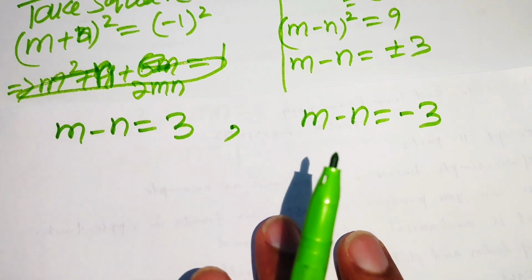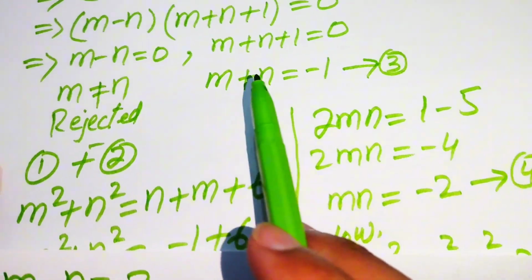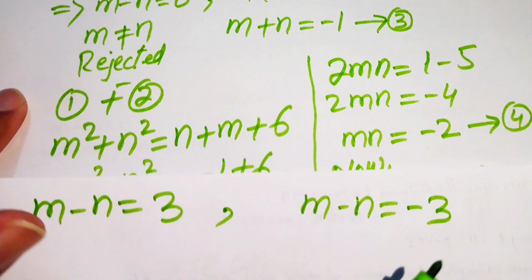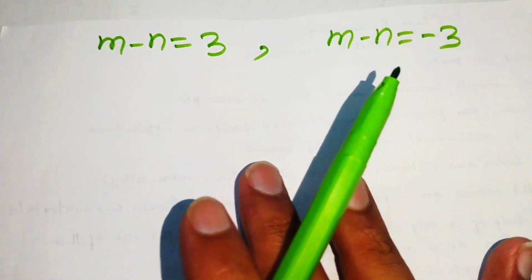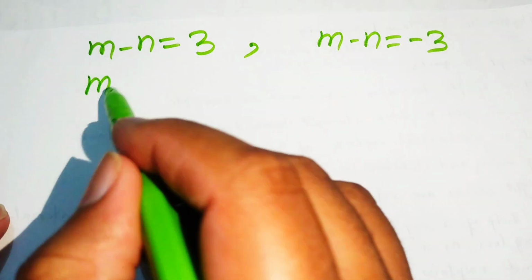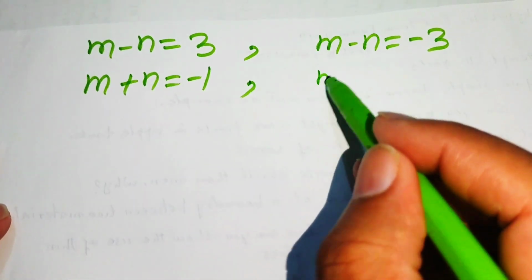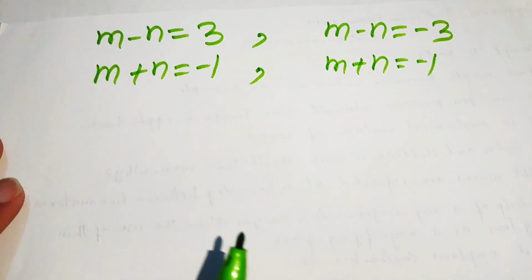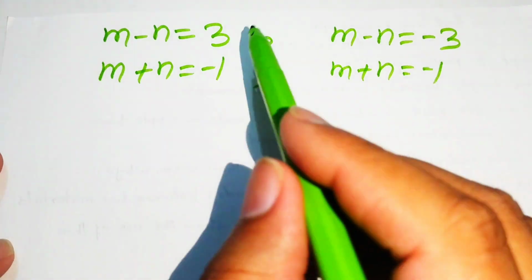And we know that from equation number 3. So you see here, this is equation number 3 in which we have m plus n equals minus 1. So we write equation number 3 here. So here we have equation number 3, m plus n equals minus 1. So we write this equation on both of these two cases. So now we solve these two cases, and we easily get the values of m and n.